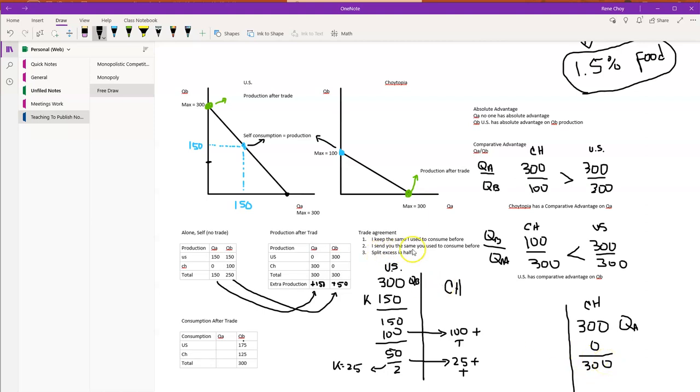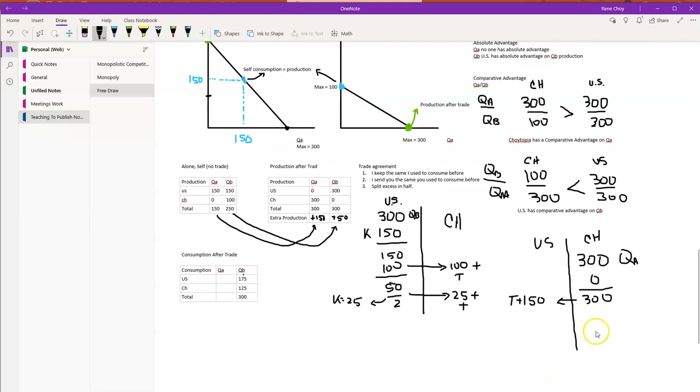Second portion of the trade agreement. I'm going to send you the same you used to consume before. So now you got to send to the US what they used to consume before, which was 150 QA. So you got 150 QA, and the US got this through trade. All right, so take away 150 you sent to the other side, and we still got 150 left. All right, now the third portion of the agreement says we're going to split the excess in half. So we'll take that excess, we're going to divide it in two, and half is going to cross the border this way. So it's going to be an extra 75 that we're going to send on their truck to the US, and we're going to keep half as part of the agreement. And that's 75. And that's how much you get to keep.